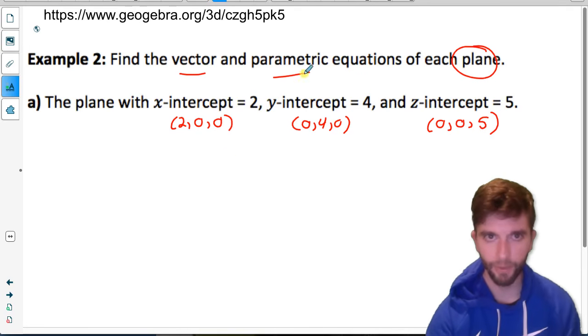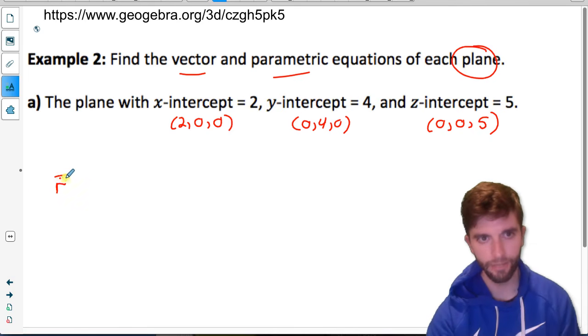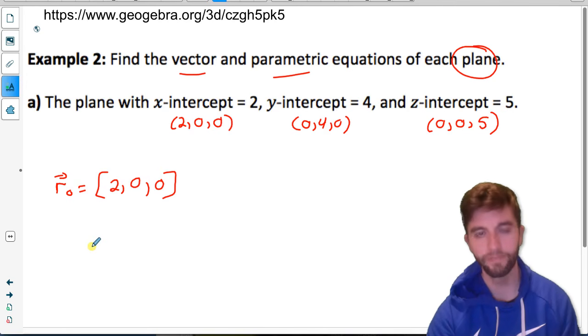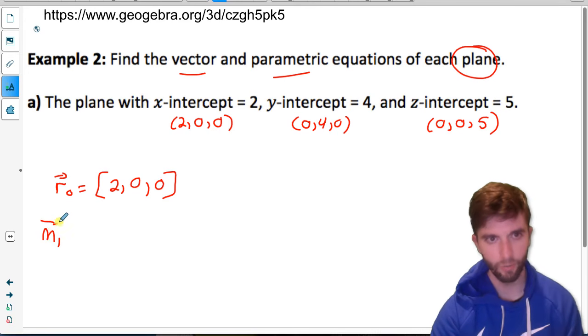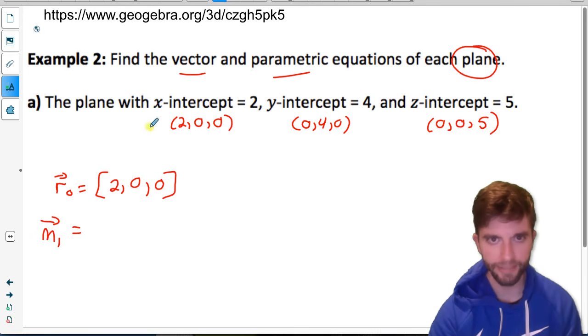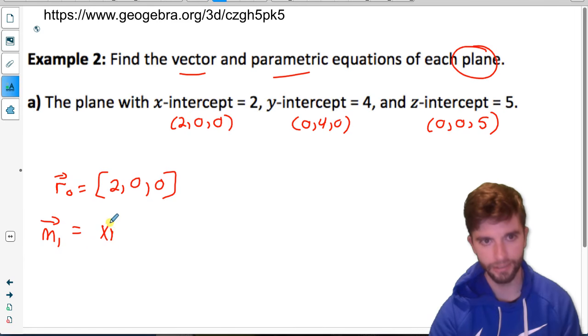So we have to come up with the position vector. So a position vector is a vector that points to any point on the plane, and we usually call that position vector r0. So I'll make it point to the x-intercept. So the position vector would be the vector 2, 0, 0. And then I need two direction vectors. Direction vector 1, I'll make it the vector that connects point x to point y. So vector xy can be my first direction vector.